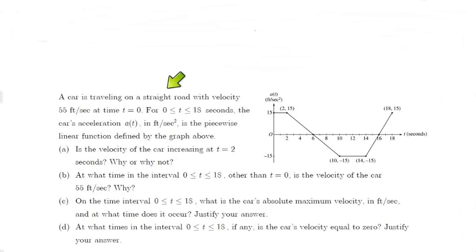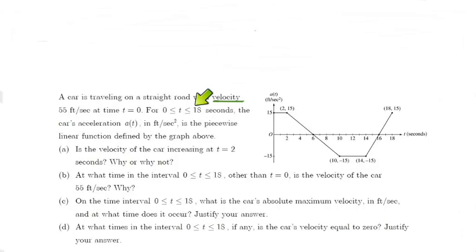The car is traveling on a straight road with a velocity of 55 feet per second at time t equals 0. If you're working on decoding or making sure that you understand what you're reading, underline words that are key to what you're trying to do, like key calculus words that pop out at you.